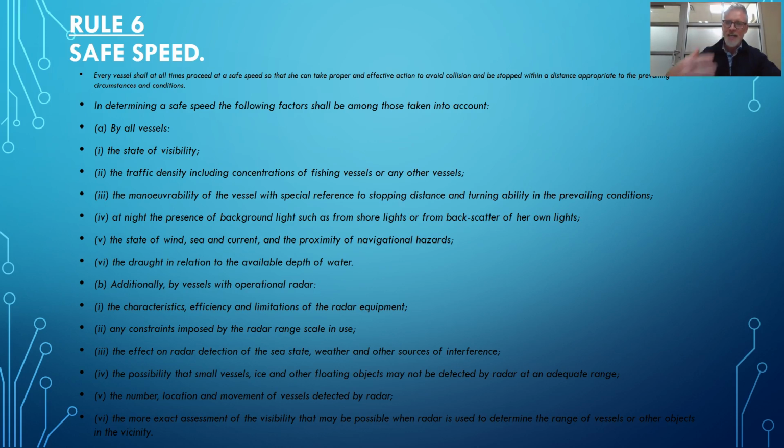Okay? It's all having to do with the situation that you're in. So we're going to read the rule here, and basically it says, in determining safe speed, the following factors shall be those taken into account. So they've got it divided into two sections: by all vessels, and then additional considerations by vessels with operational radar.